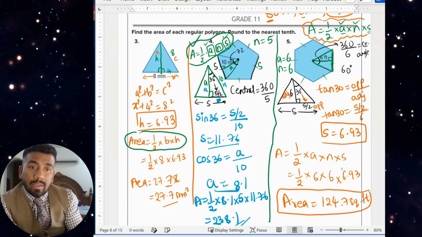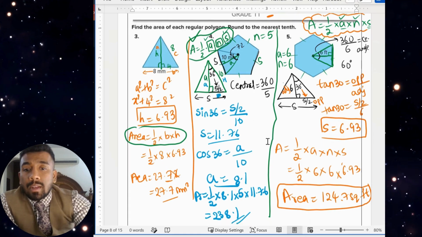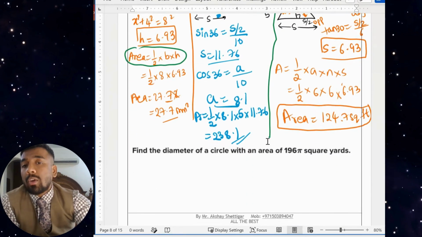So that's how you find it. Hope you learned this thing. Let's go to the next question. Now this polygon's area is finished.